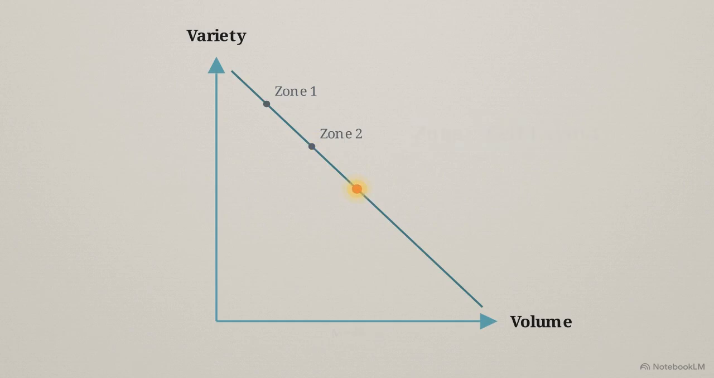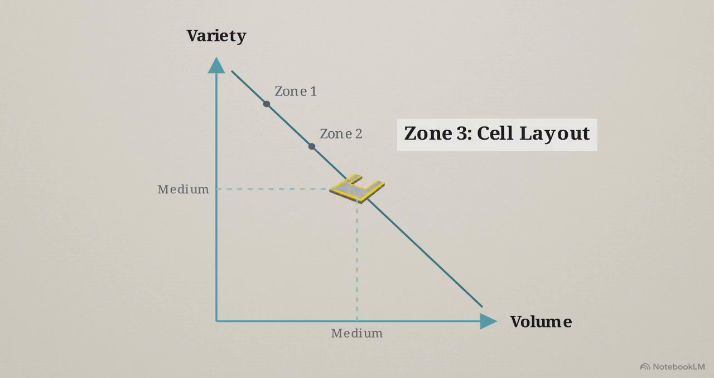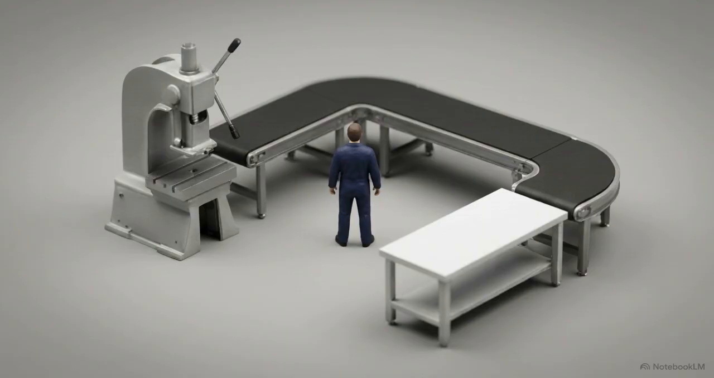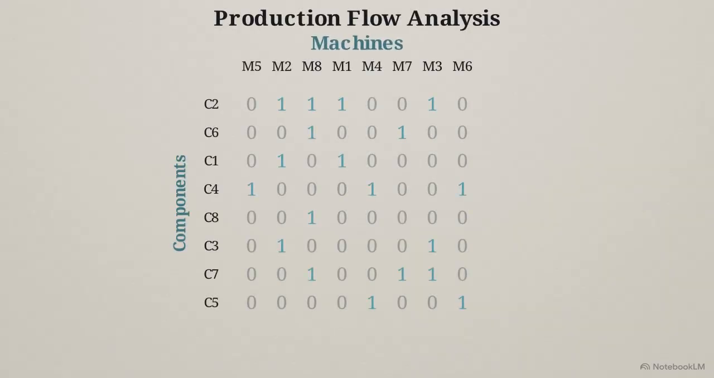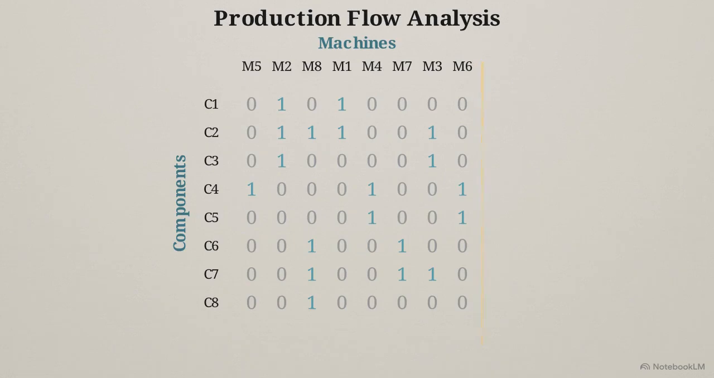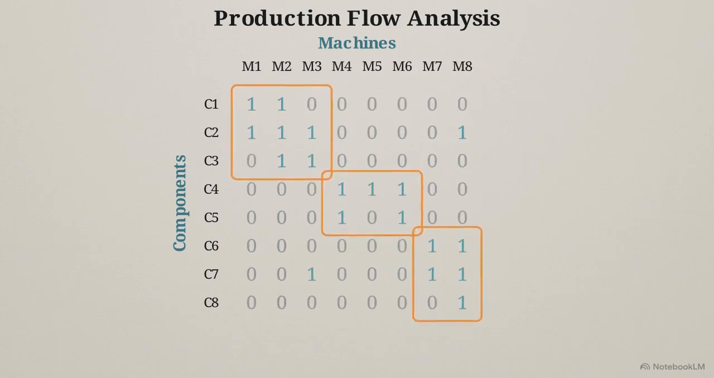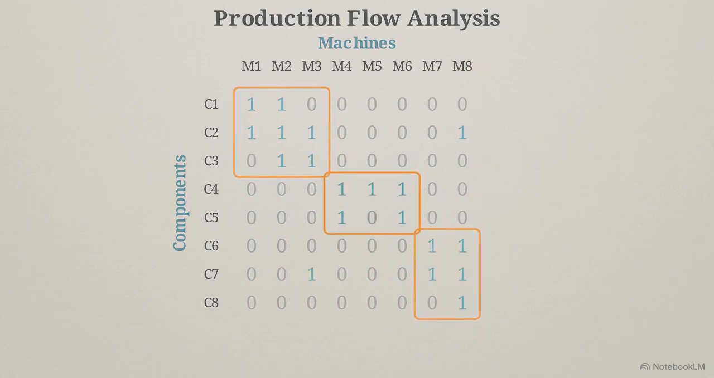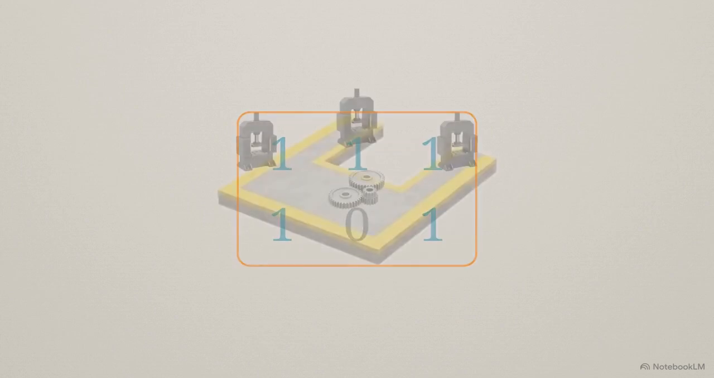Next, Zone 3 introduces the cell layout. This is a hybrid structure designed to extract product line efficiency out of functional flexibility. This binary component machine matrix is the first step in production flow analysis. It maps components directly to machines. The algorithm iteratively rearranges the data to identify families of products with similar steps, sorting them into localized blocks.